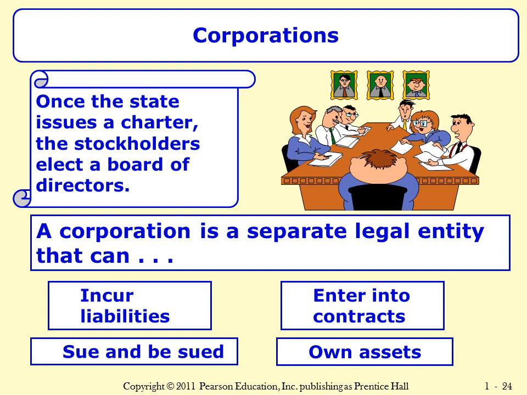The corporation can own assets. So the corporation can own an office building and a manufacturing plant. It's not owned by the shareholders.